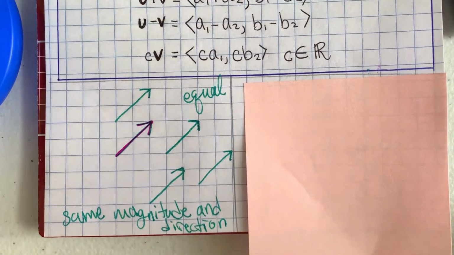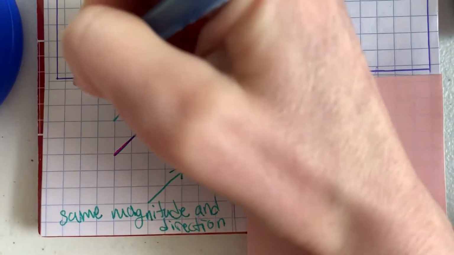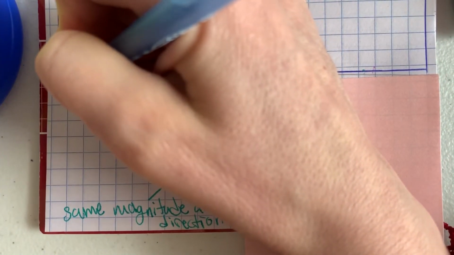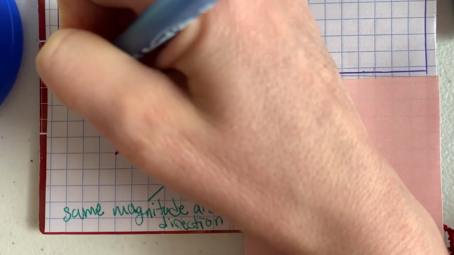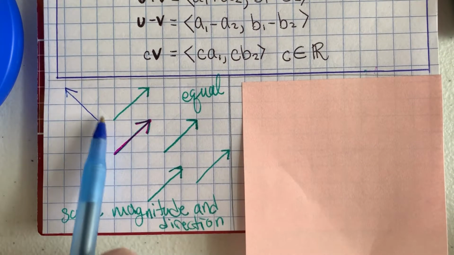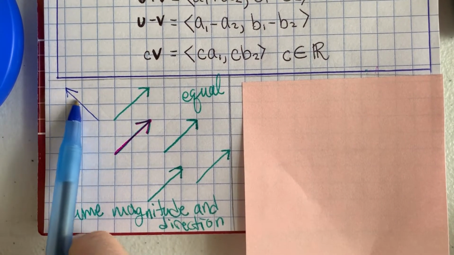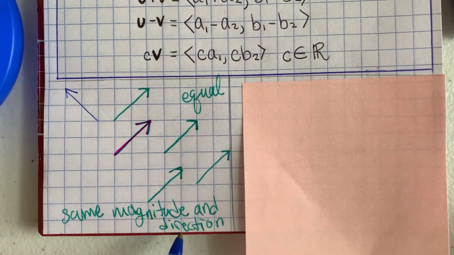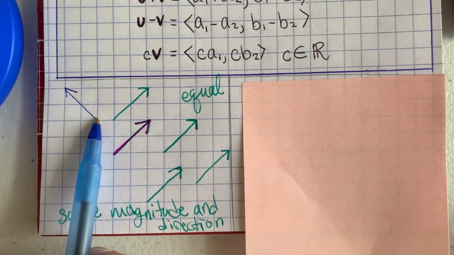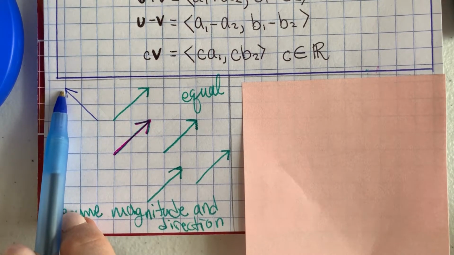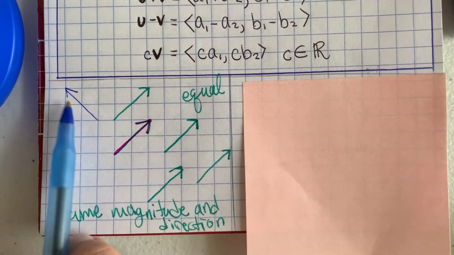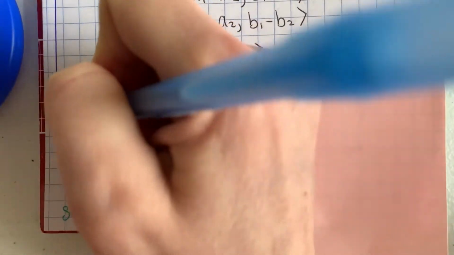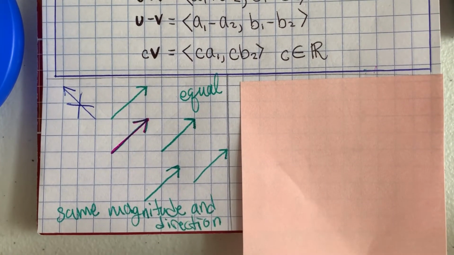As soon as I draw one going this direction, it has the same magnitude. I'm still going a length of 2 diagonals of the boxes. It has the same magnitude, but it doesn't have the same direction. Now it's going northwest instead of northeast. And this is not going to be an equal vector to the others.